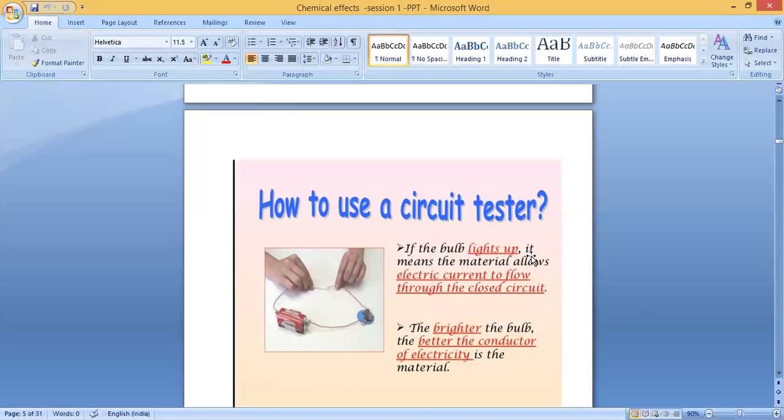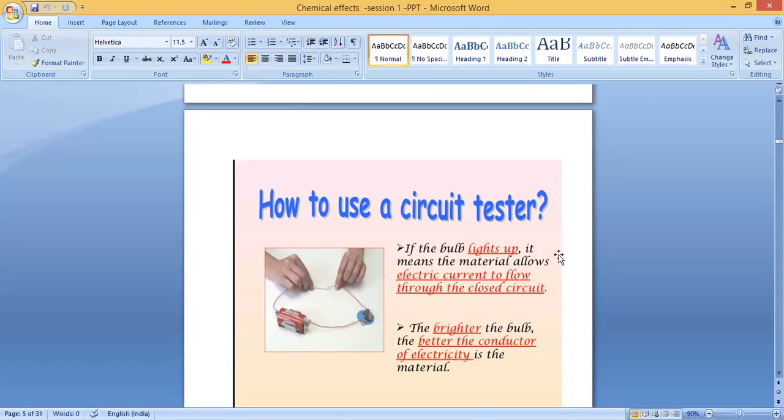If the bulb lights up, it means the material allows electric current to flow through the closed circuit. So I told you, you can keep any material there. That is the use of this circuit tester. You can keep any conductor or any insulator, or anything.